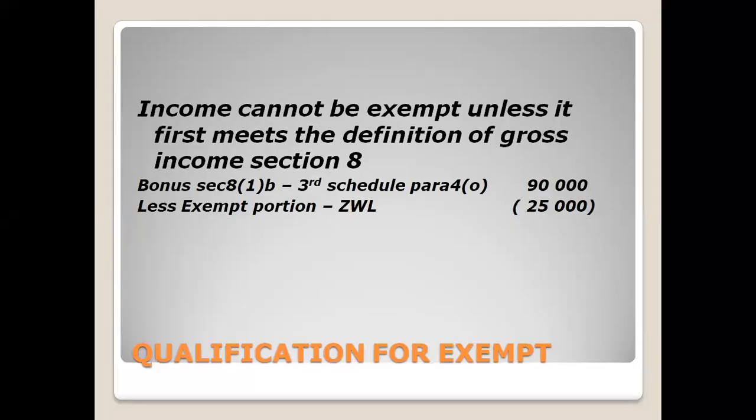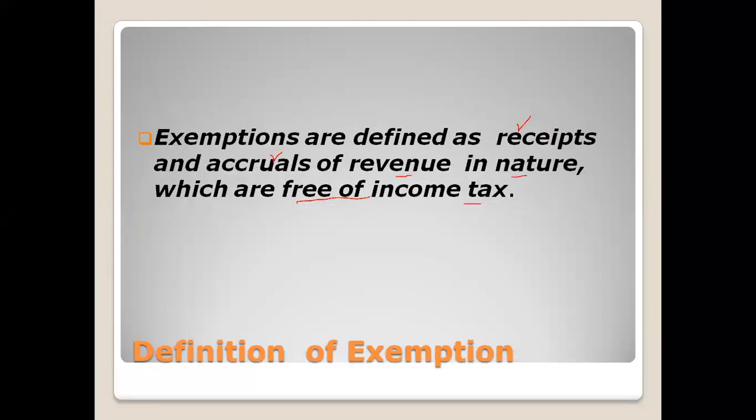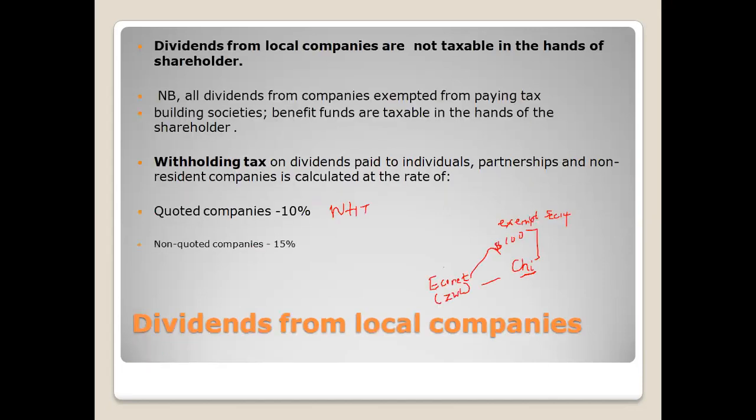So when you are accounting for exemptions, you need to put it under gross income, section 8, right? Then you apply the exemption portion. For example, the person has received a bonus that's gross income 90,000, then you deduct the exempt portion. And after that, what we have covered today, we said exemptions are receipts or accruals of revenue in nature that are free of income tax. Then we said the dividends from local companies are not taxable in the hands of the shareholder.